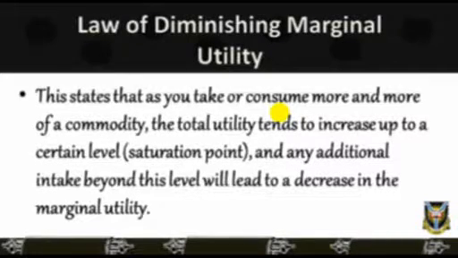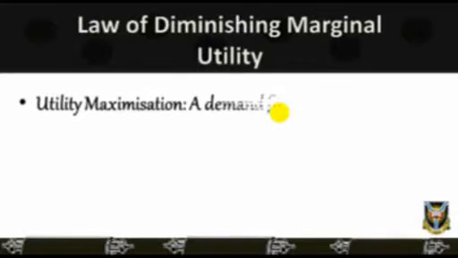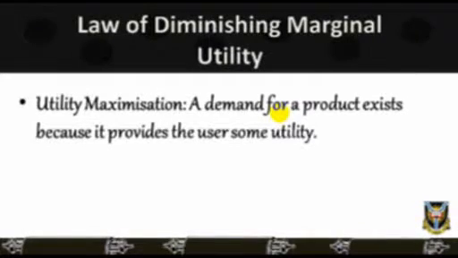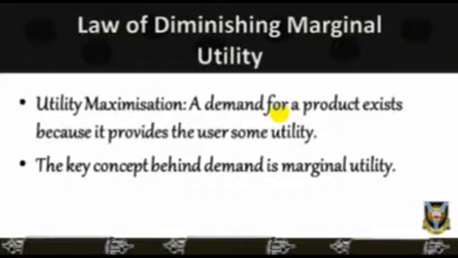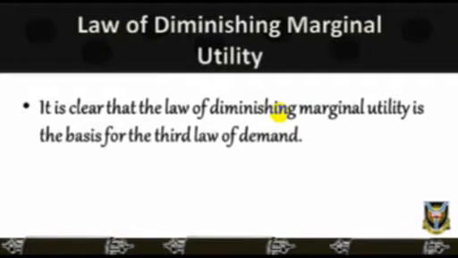Utility maximization. A demand for a product exists because it provides the user some utility. Therefore, the key concept behind demand is marginal utility. It is clear, therefore, that the law of diminishing marginal utility is the basis for the law of demand. The demand curve can therefore be derived from the utility theory. The height of the demand curve reflects marginal utility. The marginal utility curve resembles the demand curve.